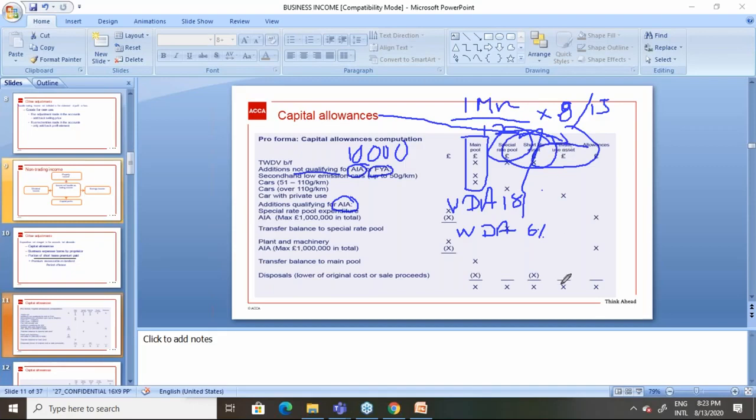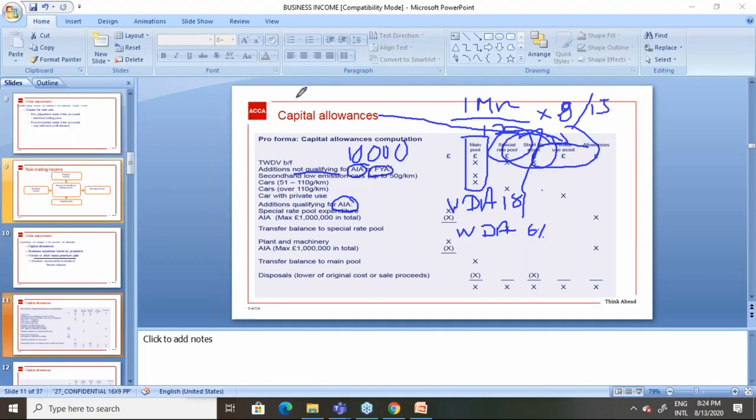If the asset is used by the owner for his private purposes, then you cannot include it in the main pool or the special rate pool. You need to maintain a separate column for that. So that's how you maintain it: main pool, special rate pool, short life asset, and private use asset. If there is any private use element, your capital allowance claim should be restricted only to the business use.